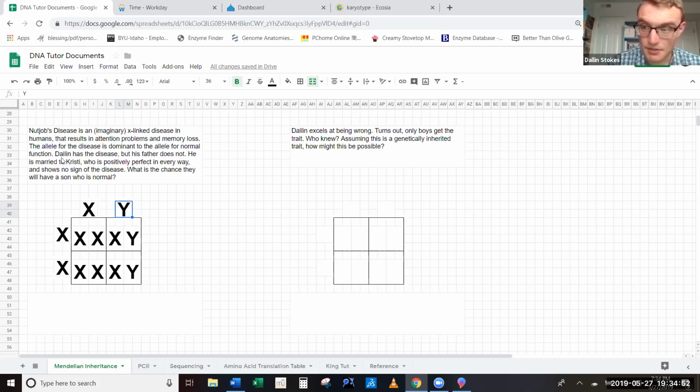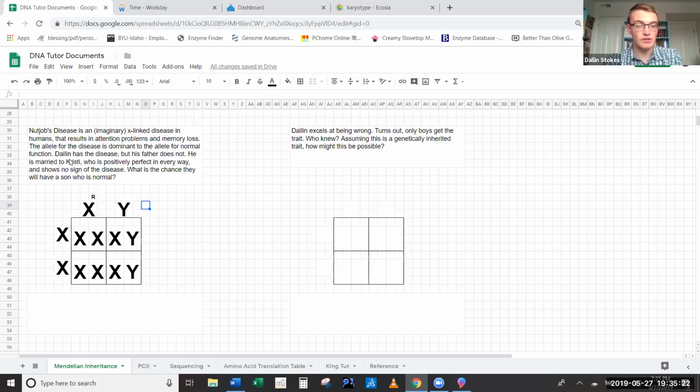Dallin has the disease. So what's his genotype? Well, I don't need to know his parents because he can't be heterozygous. And the only way to have the disease is a big R. He is X big R Y. See how I did that? I interpreted the evidence and saw what possible combos could make this particular effect. The only way to do that on a male is to have an X big R Y.